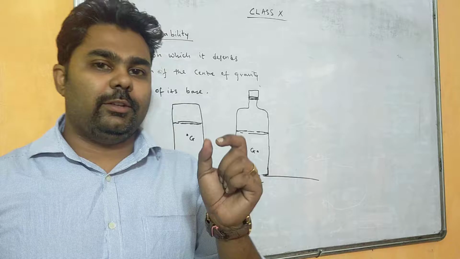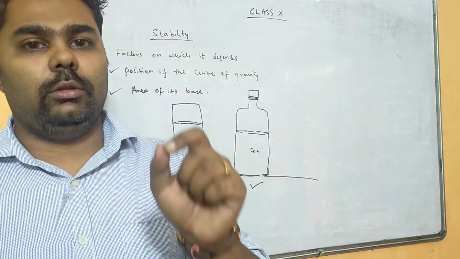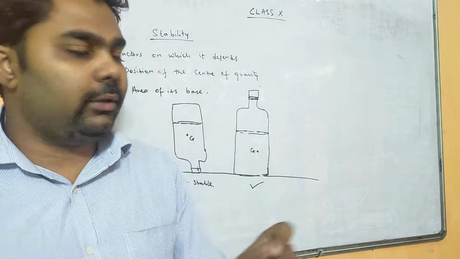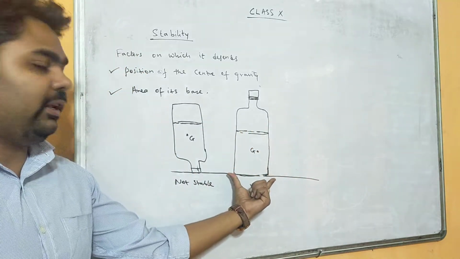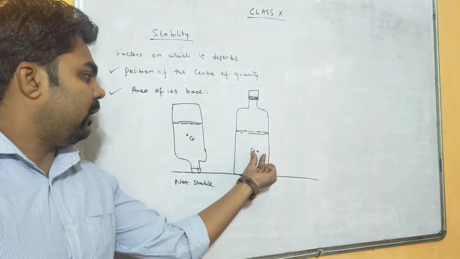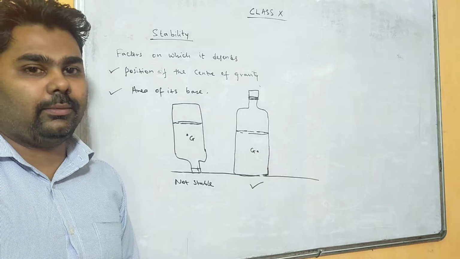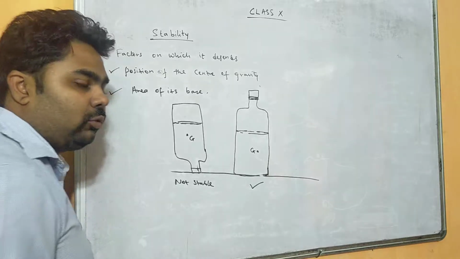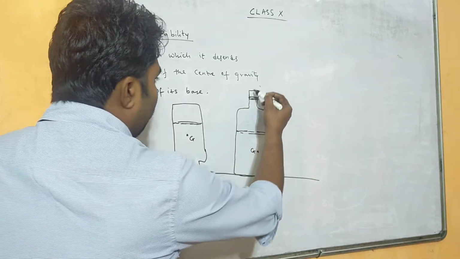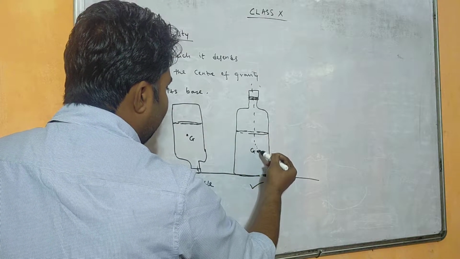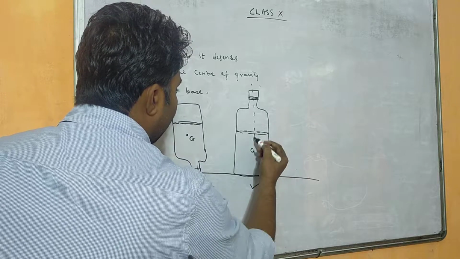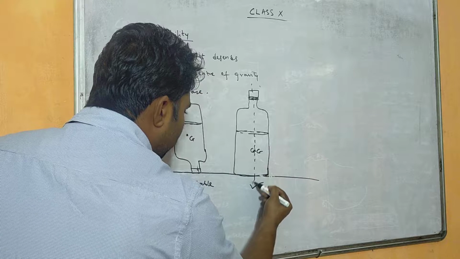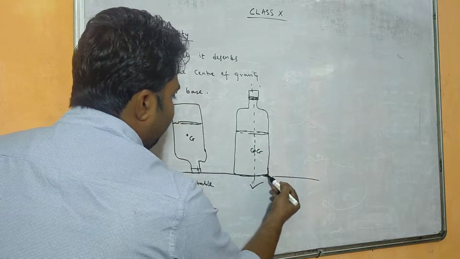So what are the two conditions a body should have to determine its stability? A body should have a wider base and the center of gravity should be near to its base. Now one more thing, why is a wider base required? Because when you draw an imaginary line through the center of gravity, it should pass through the wider base.